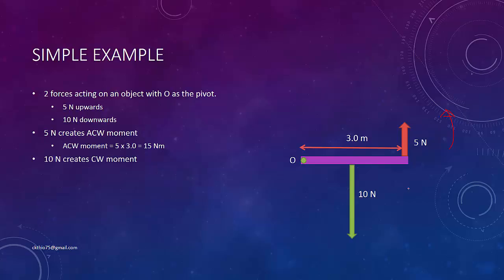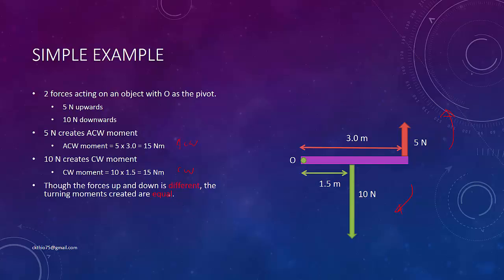And this 10 Newton will create a clockwise moment because it causes the object to rotate this way. If the distance is only 1.5 meters, similarly it is multiplied by 1.5, and it will be 15 Newton meter. So this one creates an anti-clockwise moment, this one creates a clockwise moment. You find that even though the forces up and down are different, 5 and 10, the turning moments created are actually equal, and in this case the object will be balanced and would not rotate.